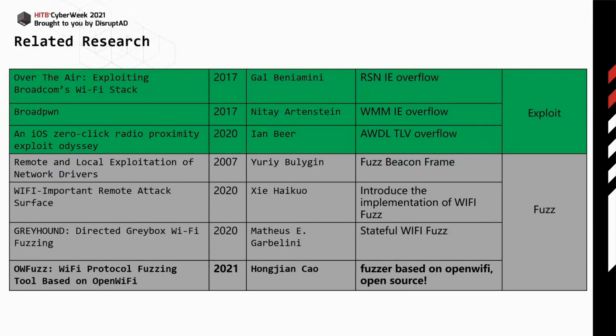Here I highlight the research of OWFuzz. OWFuzz is a Wi-Fi protocol fuzzing tool developed based on the Open Wi-Fi platform. After research and comparison, I found that OWFuzz should be the best Wi-Fi fuzzing tool in the open source community. Wi-Fi Hunter introduced in this speech is based on OWFuzz.